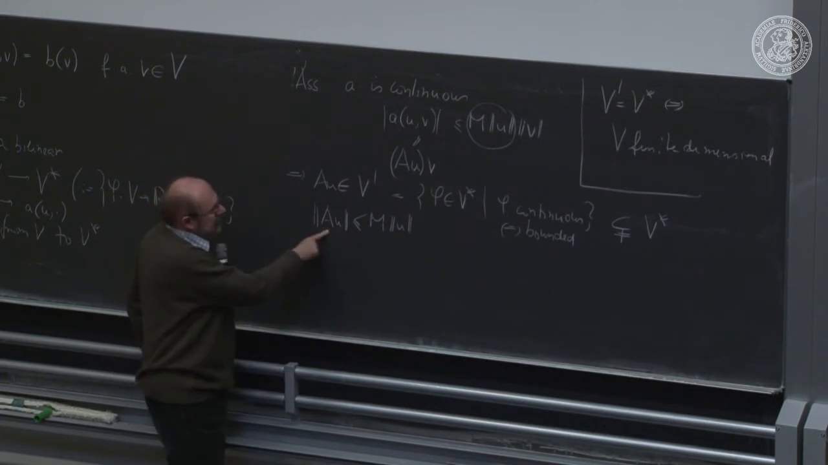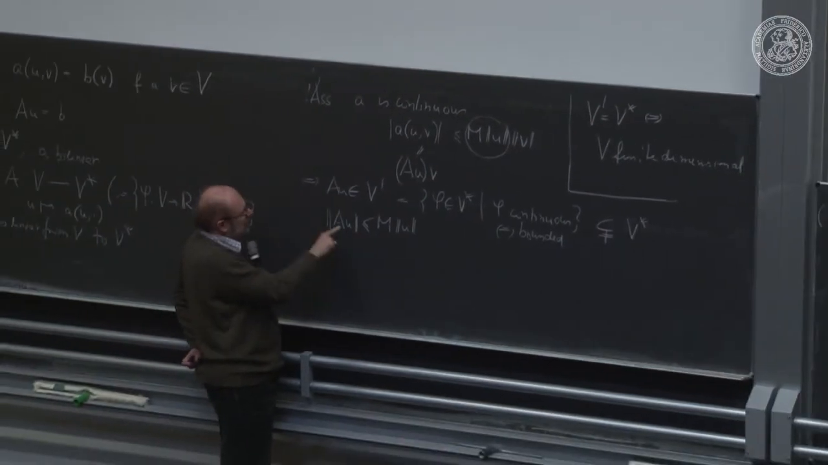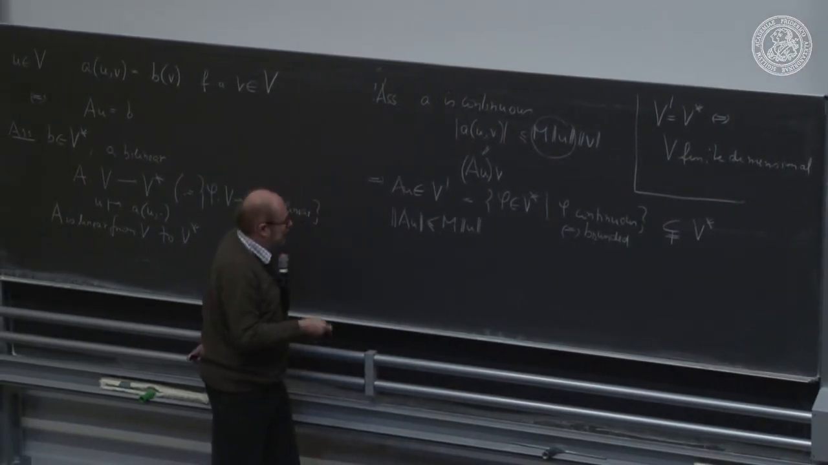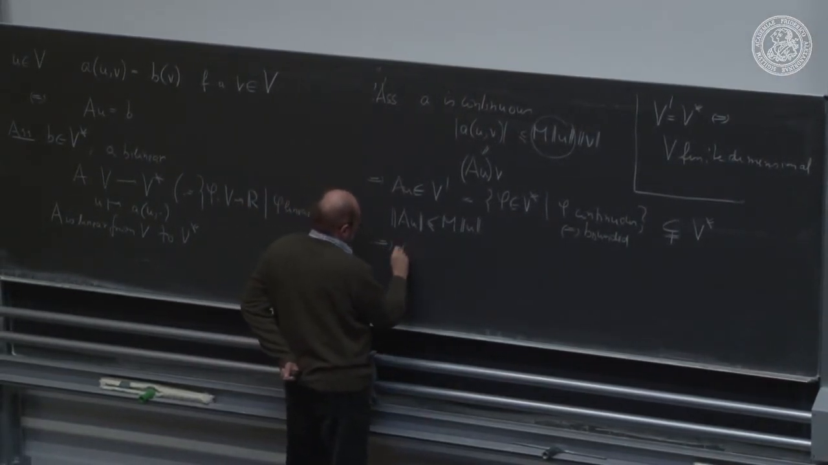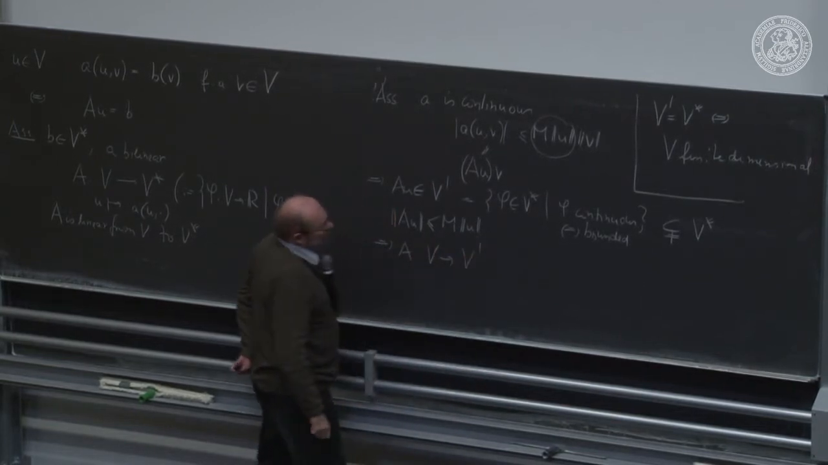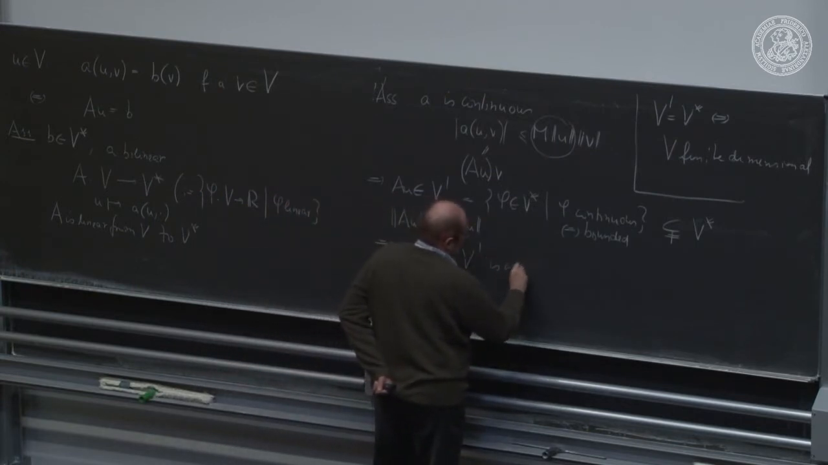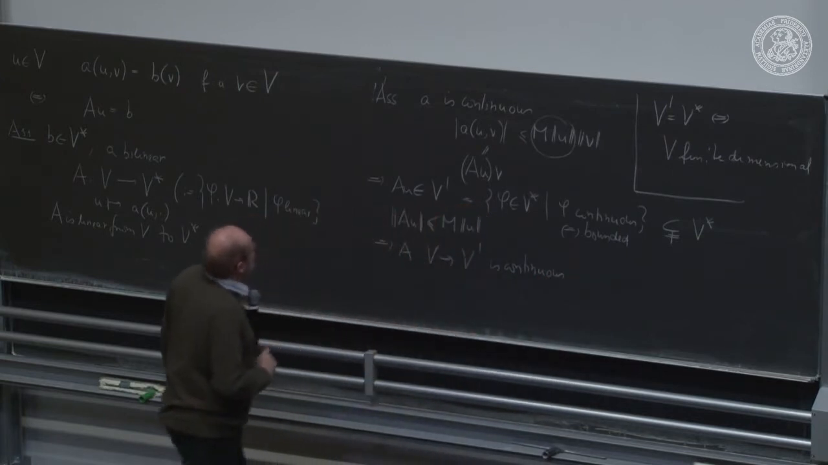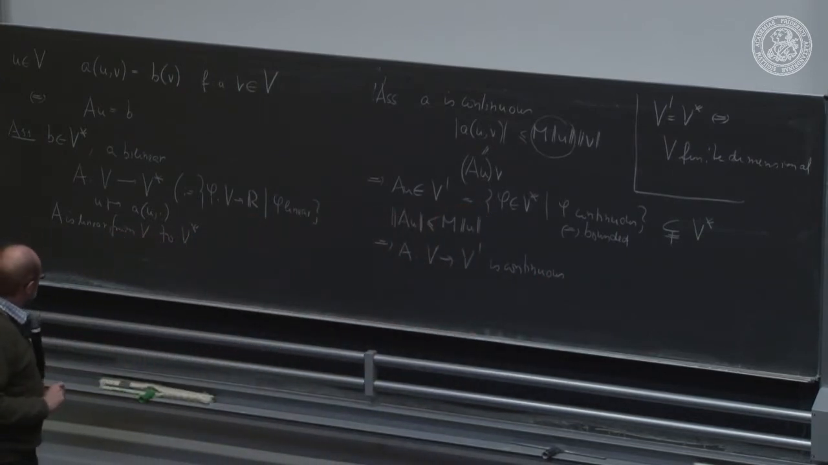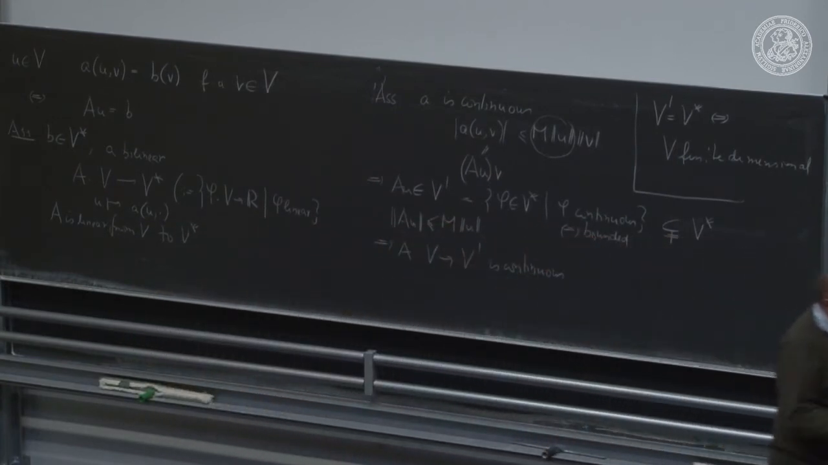But what does this say again? This says that the mapping A now, not the image Au, that the mapping A from V to V star, sorry, not from V to V star, now we are from V to V prime, is continuous. So that is what is behind this assumption, as an amendment to what we have discussed last time.